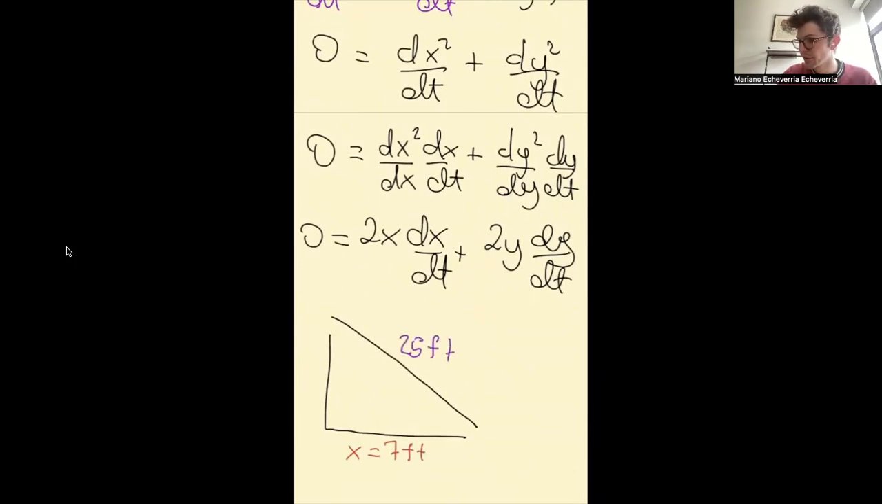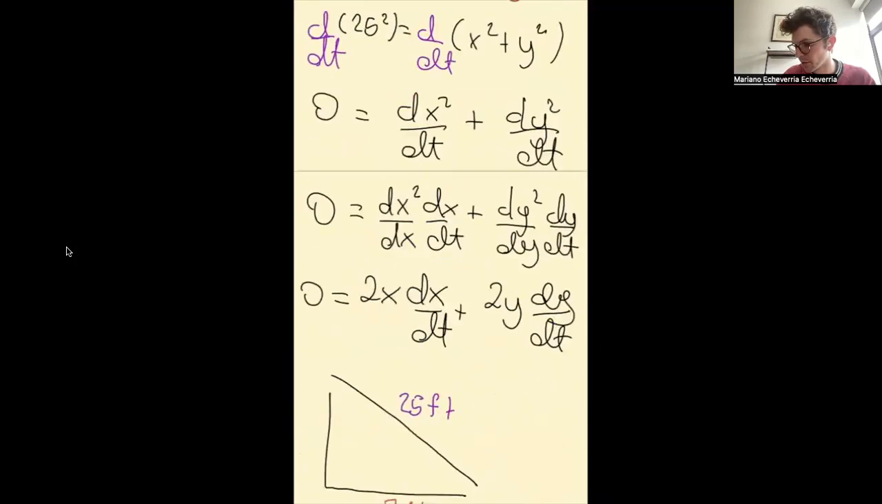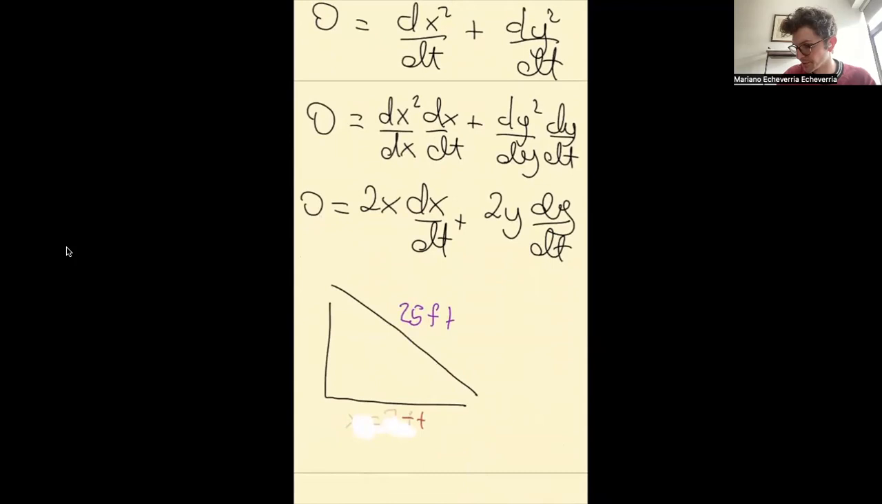And so what would be the value for y? Well, again, you kind of have to use Pythagoras theorem again. So the value for y would be the square root of 25 squared minus 7 squared. And well, you have to do that.